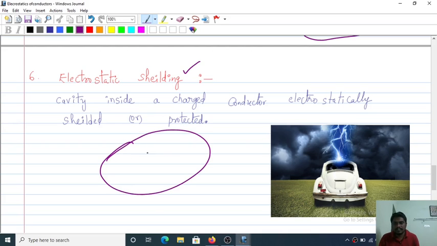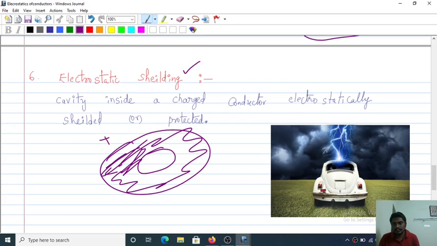Let us consider a conductor of this thickness, and charge given to the conductor. If you give a charge to the conductor, or when the conductor is placed in an electric field... first I want to discuss what happens when charge is given to the conductor. When charge is given to the conductor, it resides only on the surface of the conductor.